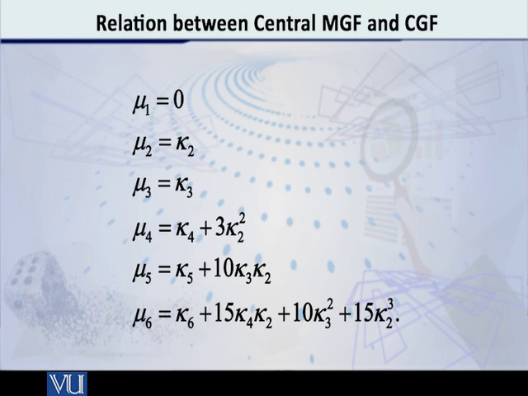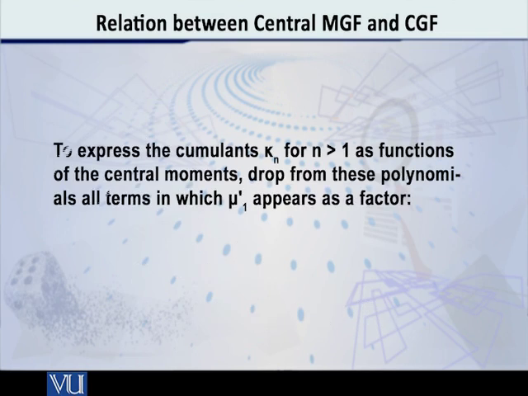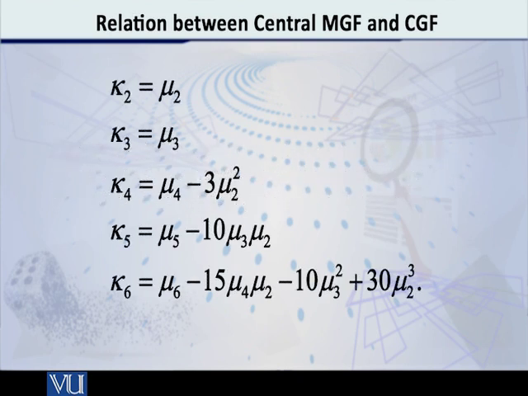Having said this, I also want to present to you the results in, let me say, the reverse order, that the cumulants being expressed in terms of the central moments. So what are the results? Well, obviously, if mu 2 is equal to kappa 2, then kappa 2 is equal to mu 2. Similarly, kappa 3 is equal to mu 3. However, kappa 4, it can be easily derived, is equal to mu 4 minus 3 times mu 2 square.